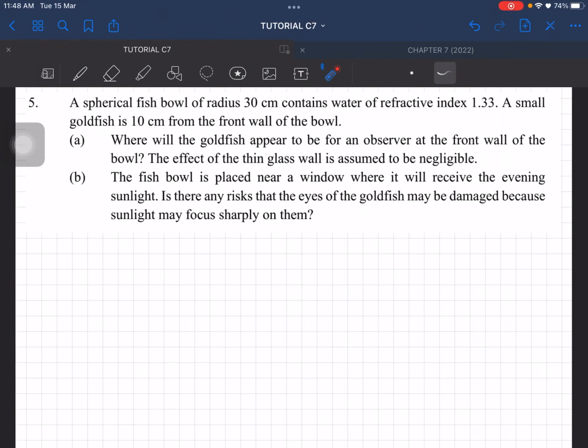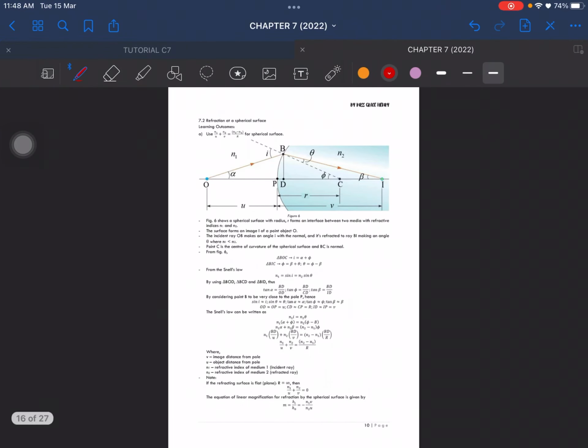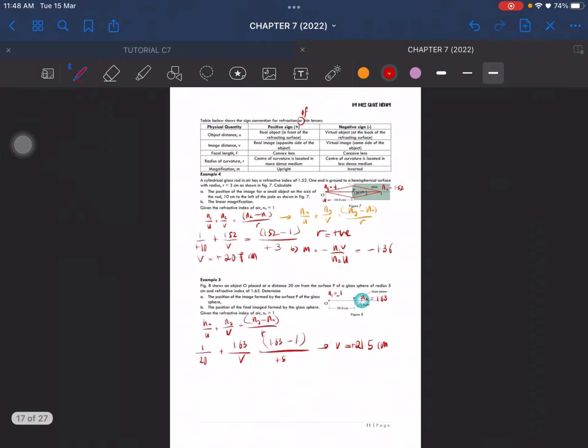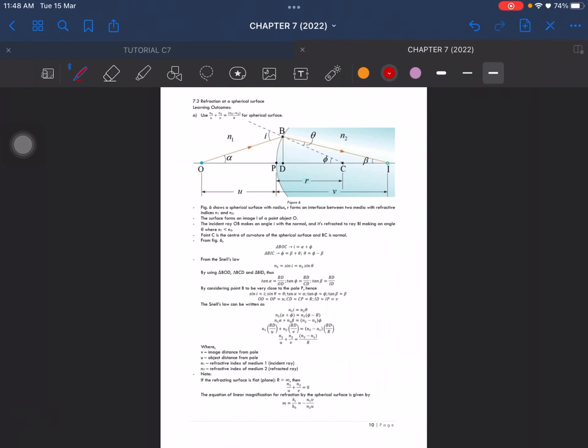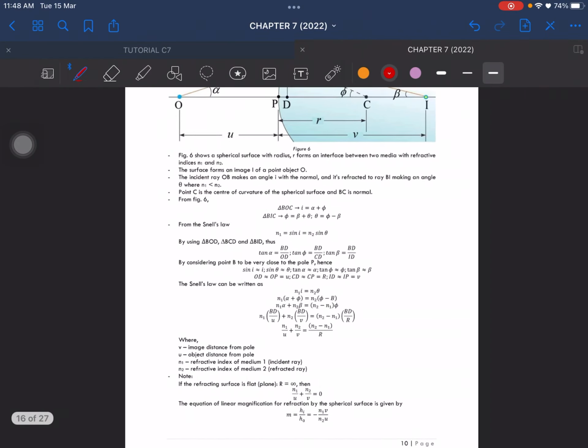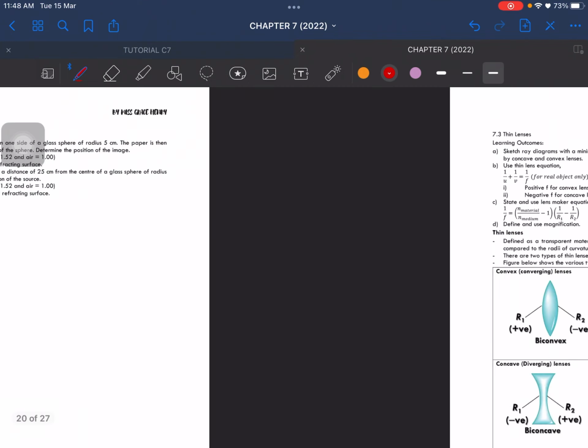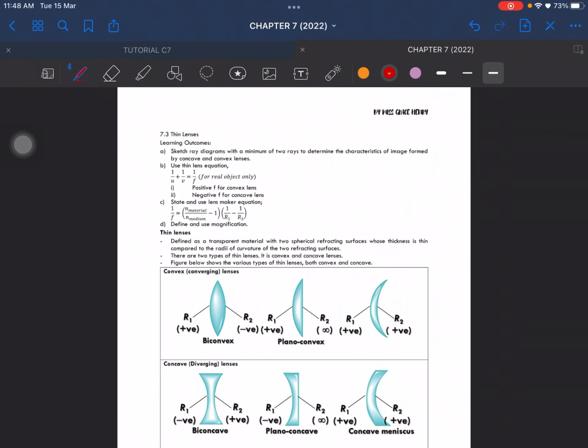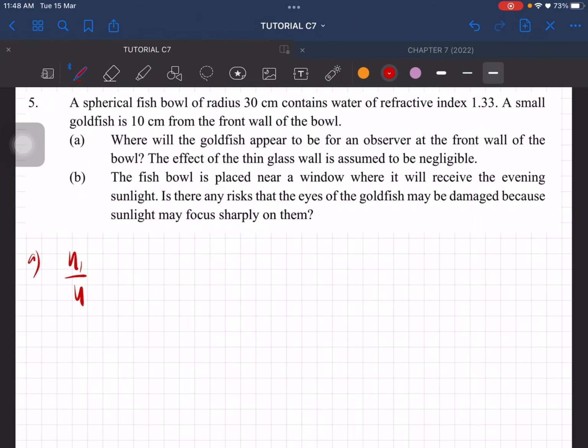So what we need to use to solve this is still this equation. I don't remember, is it Lensmaker's equation? It's just that it doesn't have a name. Lensmaker's equation is for our third subtopic, so it's not that. Alright, so this equation: n2 over v equals n2 minus n1 over r.